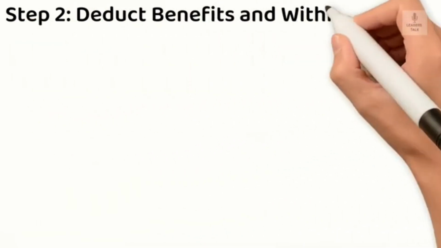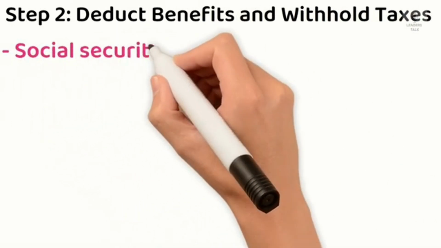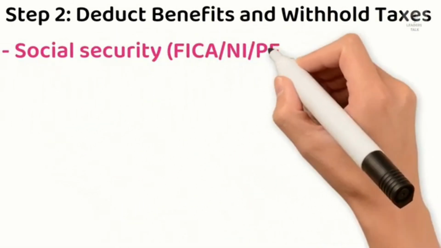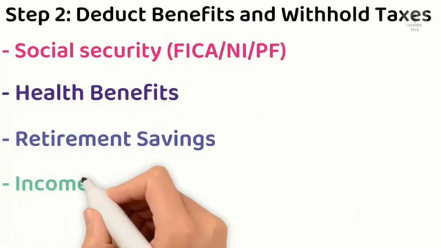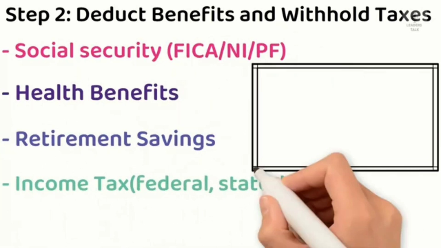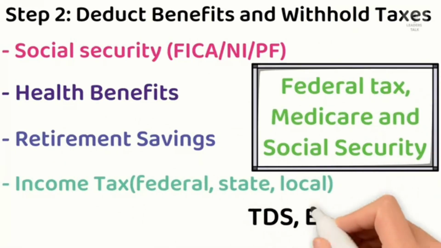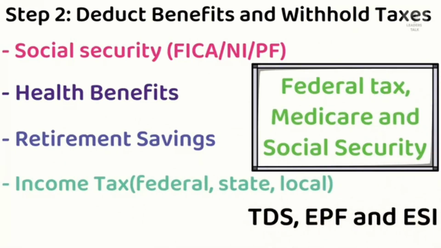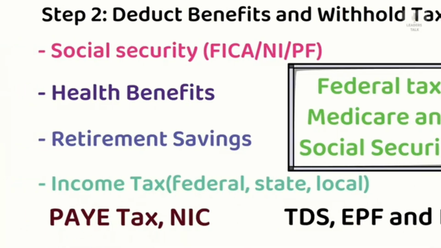Step 2, deduct benefits and withhold taxes. Deductions may include Social Security, FICA/NI/PF, health benefits, retirement savings, income tax: federal, state, local. In the U.S., federal tax, Medicare, and Social Security. In India, TDS, EPF, and ESI. In the UK, PAYE tax, NIC, National Insurance Contribution.